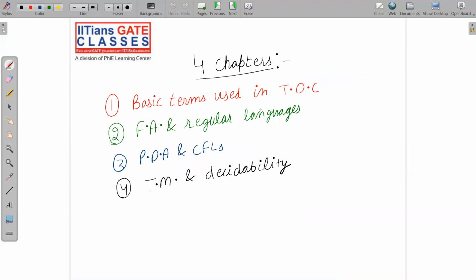Okay, so the course overview: we will have 4 chapters in this subject. The very first is basic terms used in TOC. We will study, see, I have used the word string now.